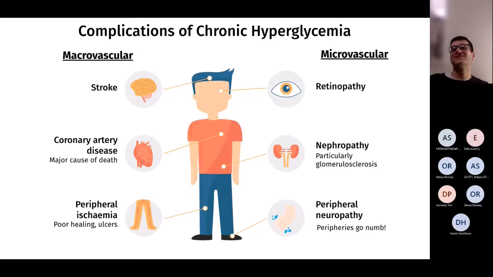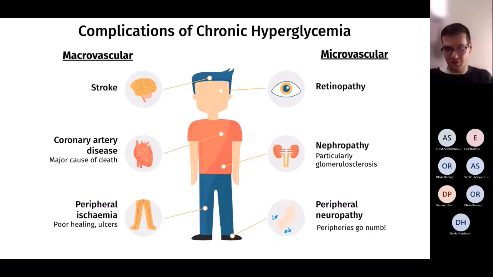They tend to be conventionally split into two main categories: macrovascular and microvascular. The macrovascular complications are stroke, heart disease, coronary artery disease, and peripheral ischemia. Coronary artery disease is a really important cause of death in people with diabetes. And peripheral ischemia can lead to poor healing, particularly around your feet. It can lead to ulcers, which then don't heal very well and can be very sore and nasty.